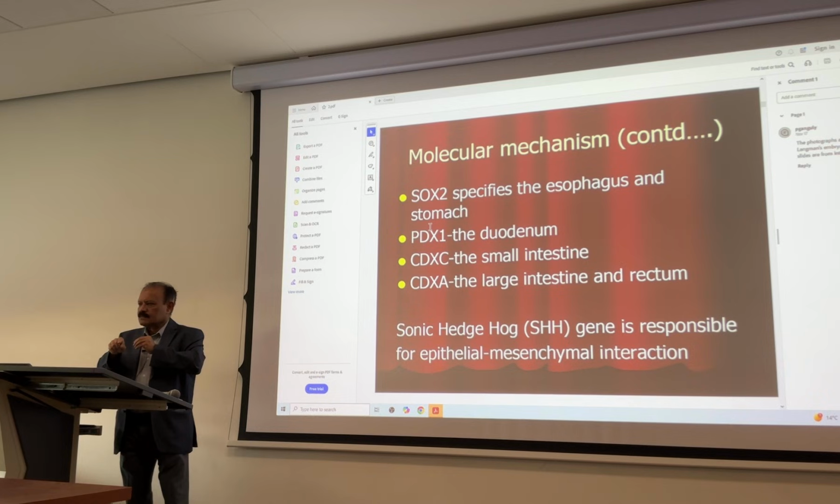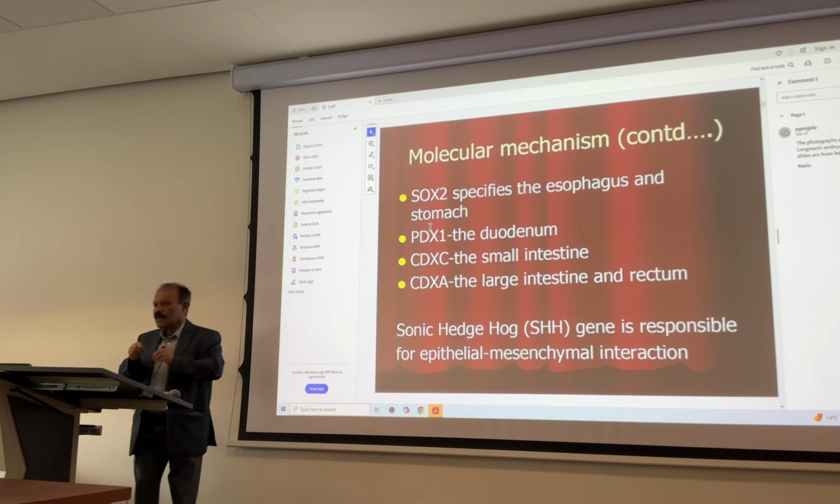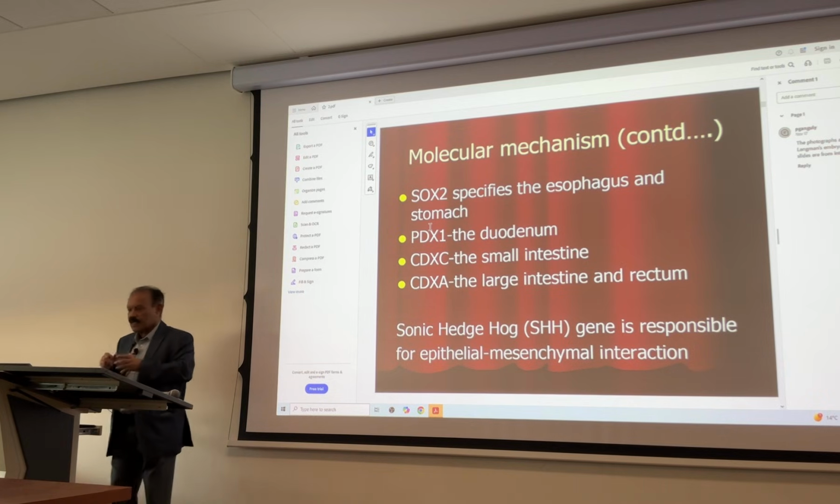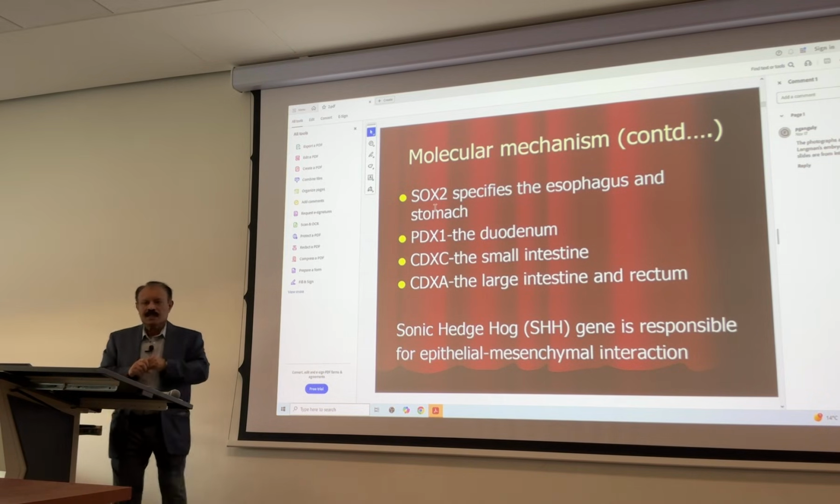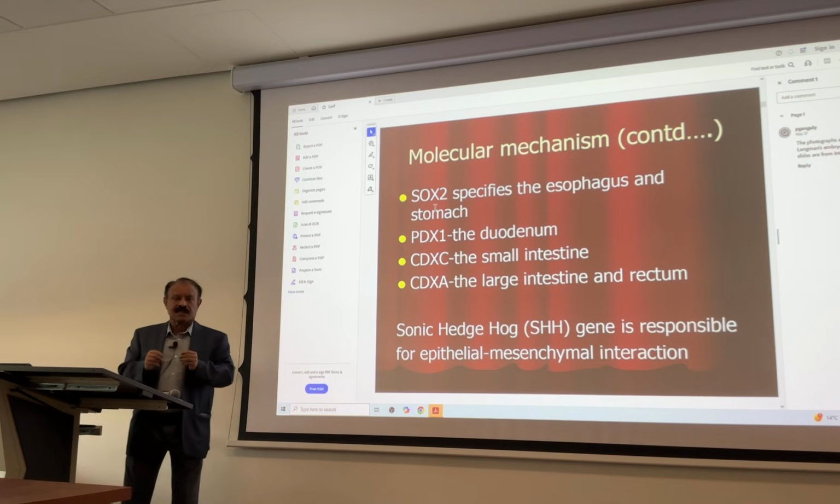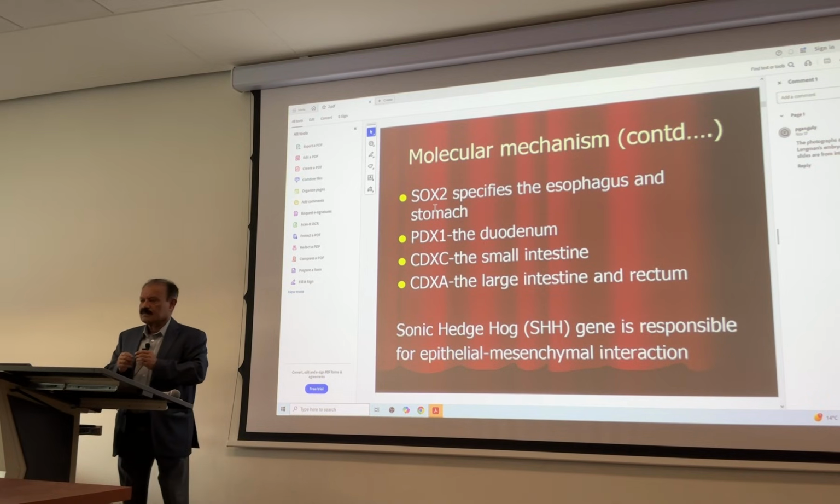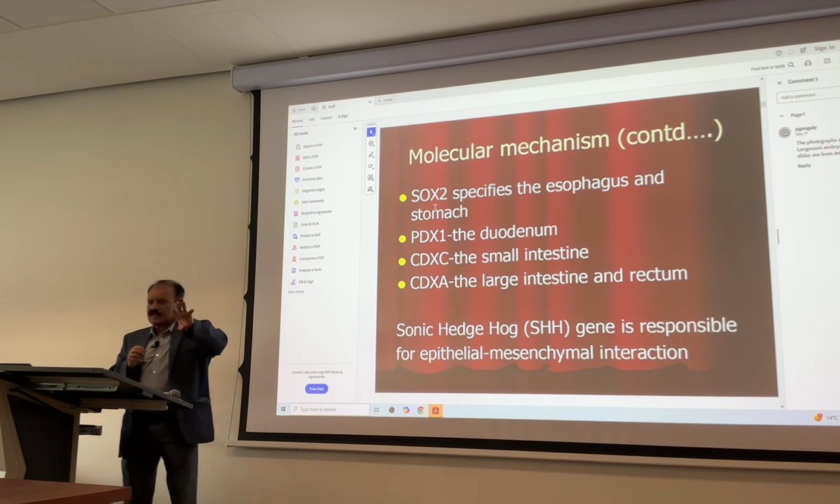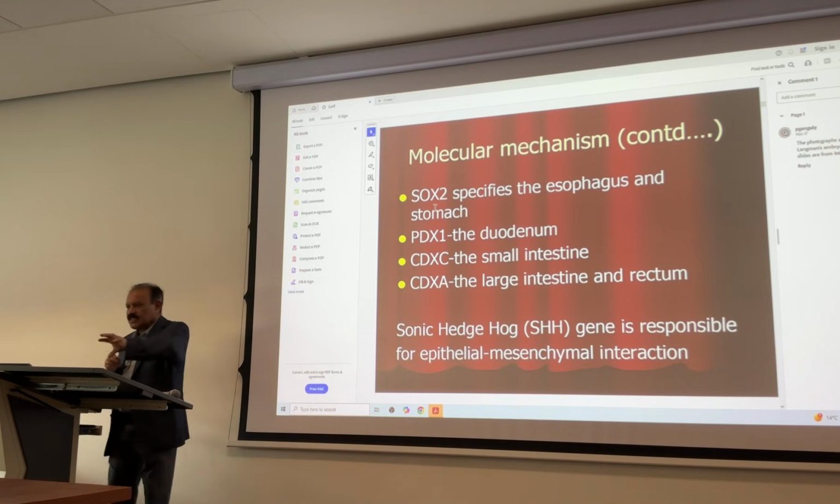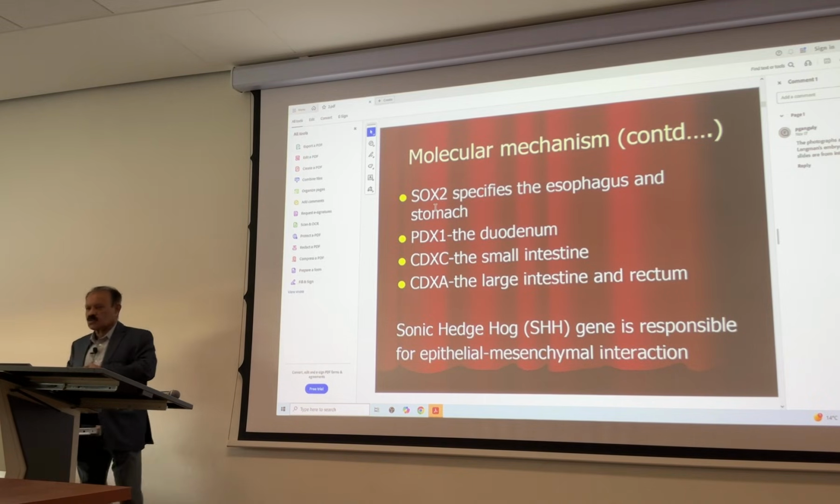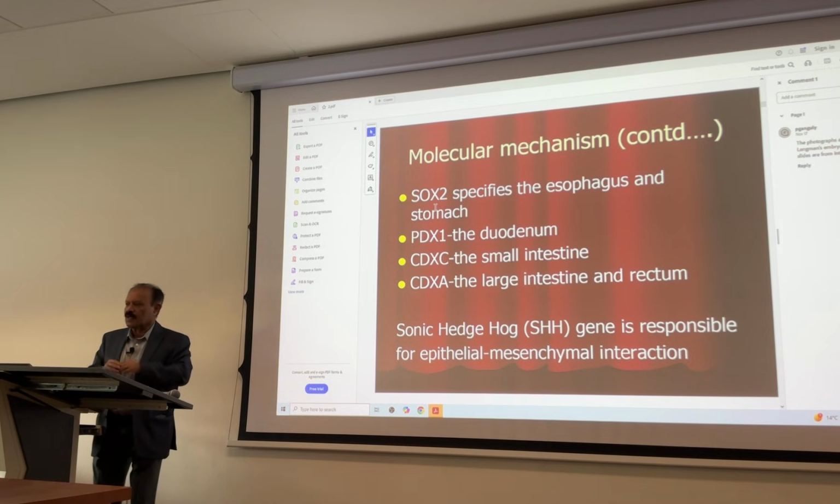Now how will it be? The stomach, because of this gene called SOX2, a transcription factor, will be triggered. So the triggering factor is retinoic acid. It will express a gene called SOX2, and that will make the shape like a stomach.